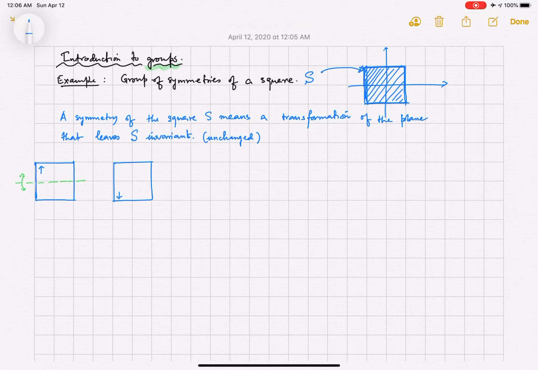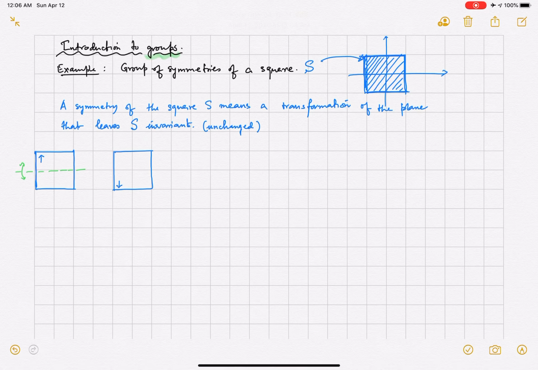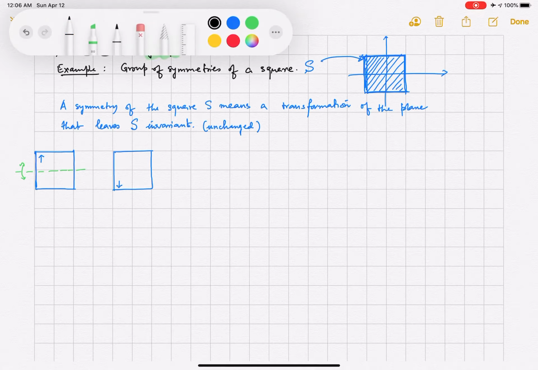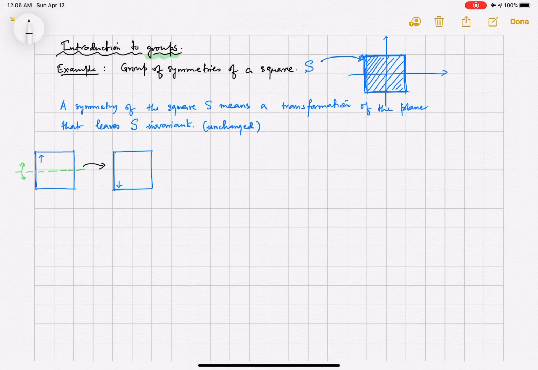Okay, so this is an example of a symmetry. This transformation, let's call it F for flip, F1. So this is reflection across the x-axis. And this transformation does qualify as a symmetry of S.